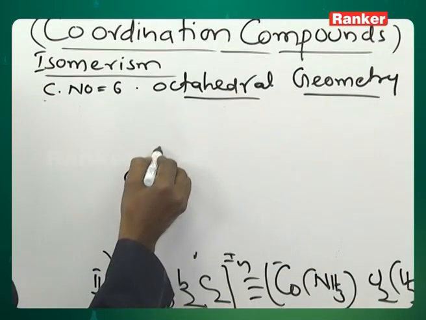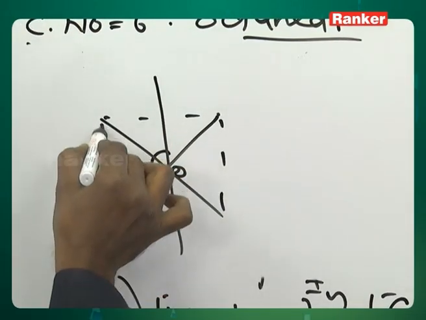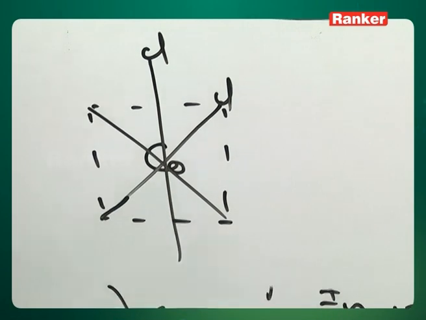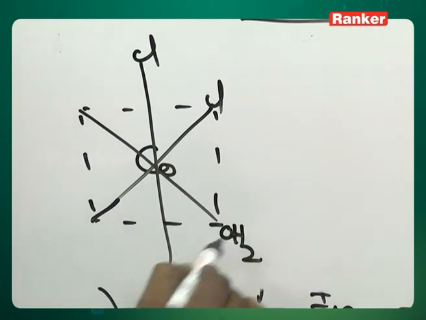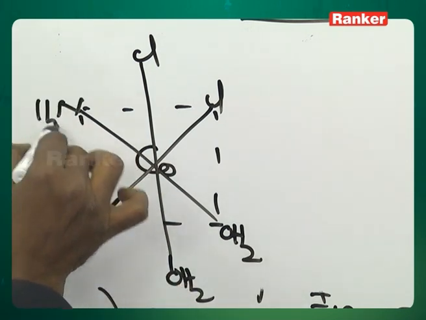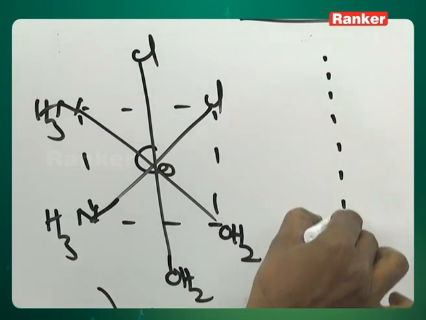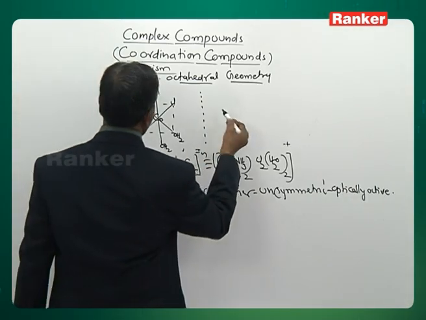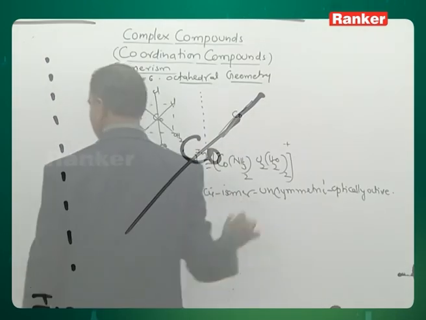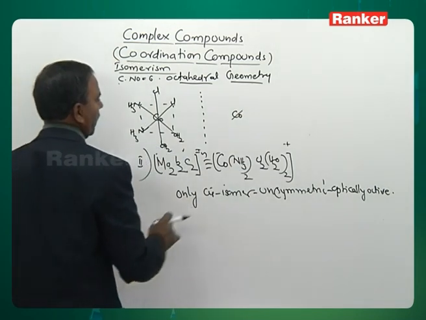Take cobalt, octahedral. Take the two Cl, cis, and aqua, amine. This is actually the cis isomer, and it is optically active. Now we can write one as the D isomer, and the other one as the L isomer. Consider the first one as D, the next as L.